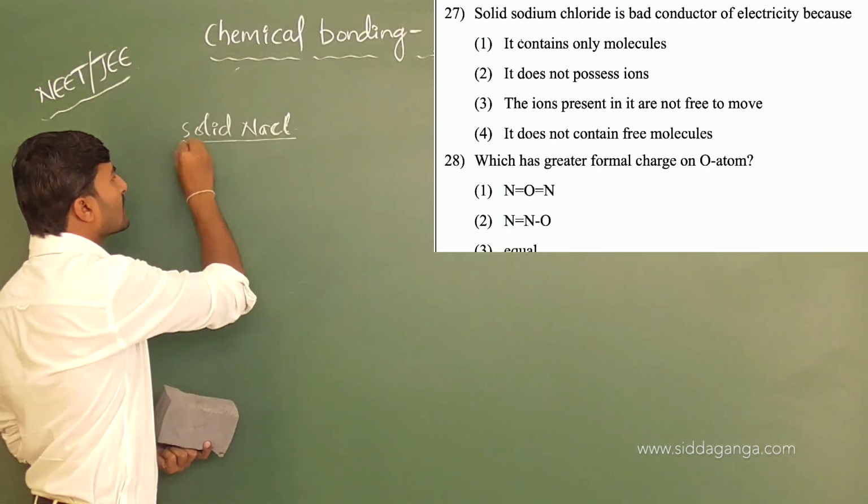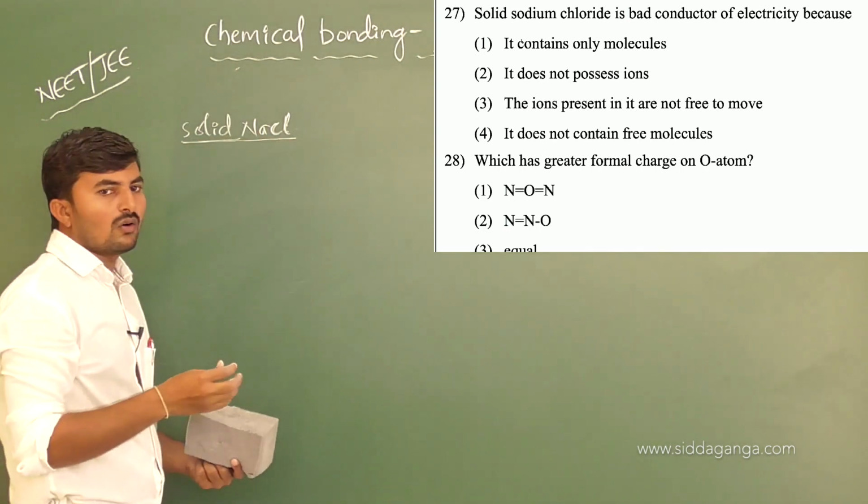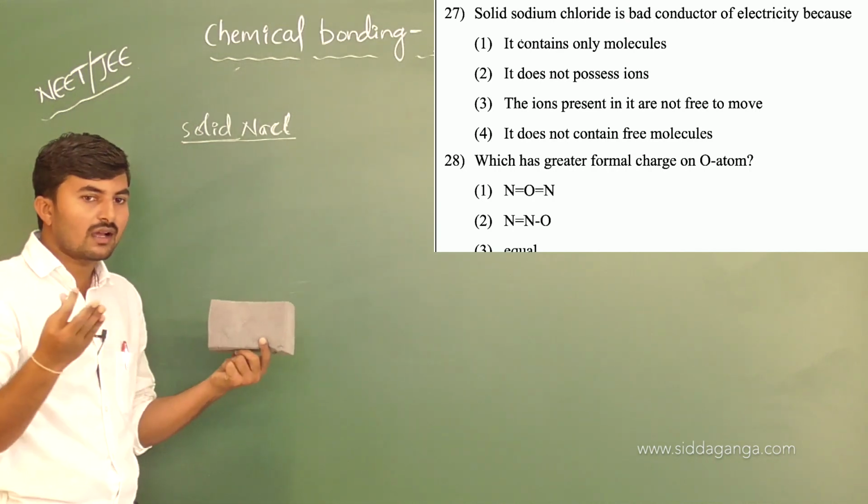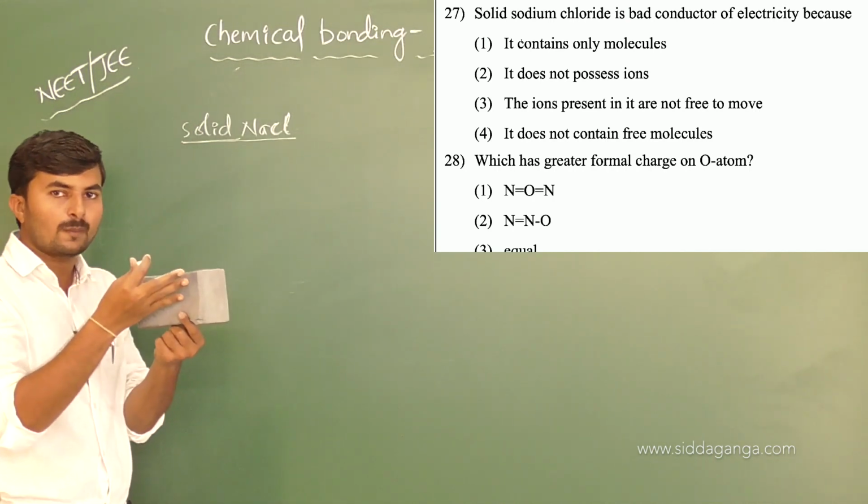But here, in solid NaCl, what will be the arrangement of ions in the case of solids? In solids the ions are strictly bounded to each other.